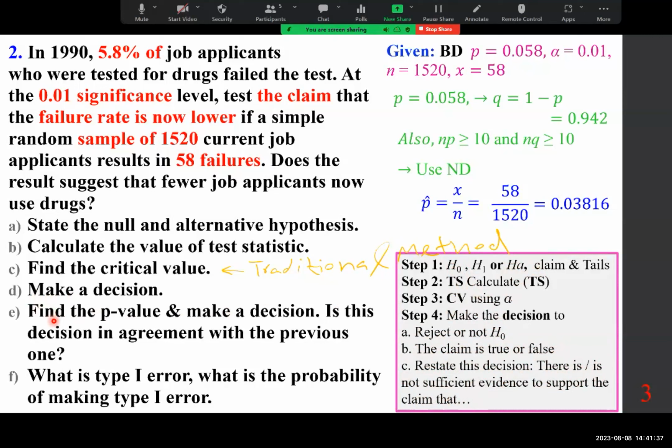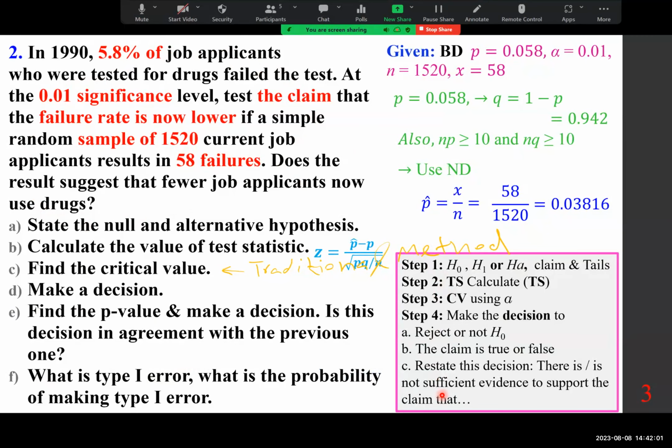In many cases, they use the p-value, especially when it comes to technology. So instead of part C using the traditional method, they use the p-value. And I will show you what that is. And finally, in this question, they're asking for type 1 and type 2. But if the question stops here, you just follow those 4 steps. And I want to show you those 4 steps.